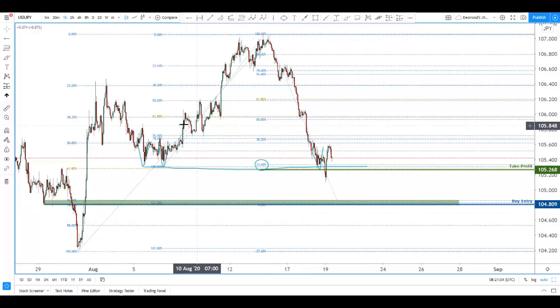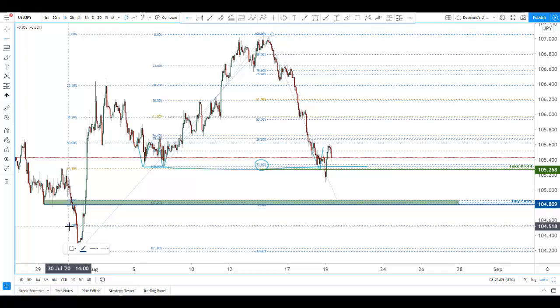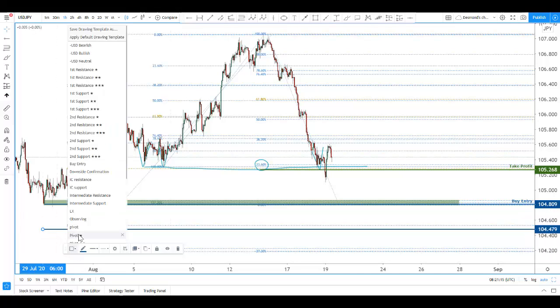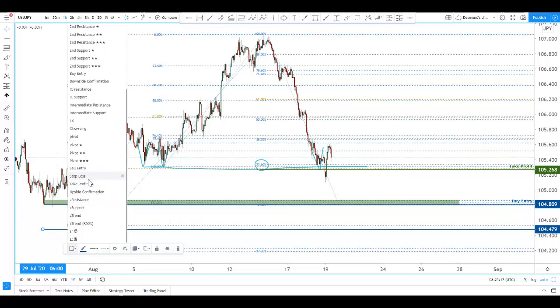And regarding my stop loss, I'll put it slightly below the next big Fibonacci retracement, the 88% over here. So I'm going to put my stop loss slightly beyond, over here. So this is where my stop loss would be.